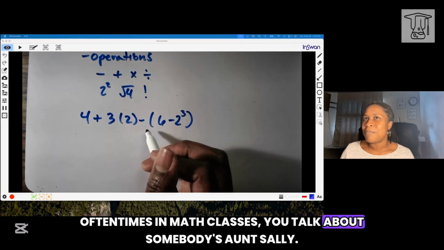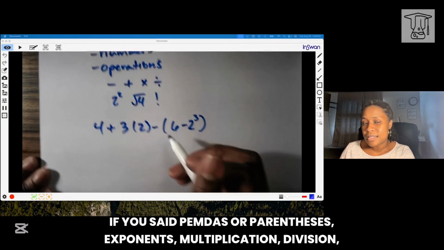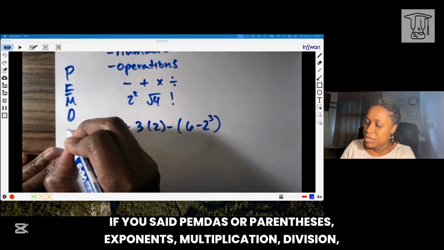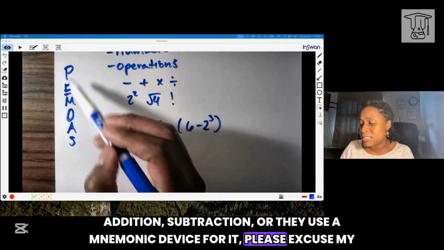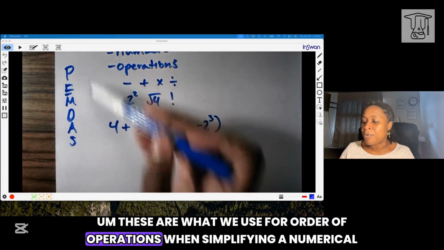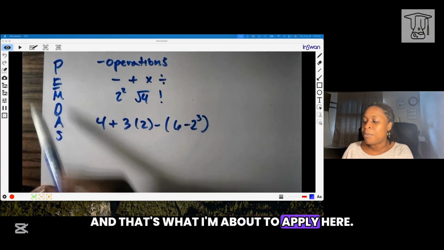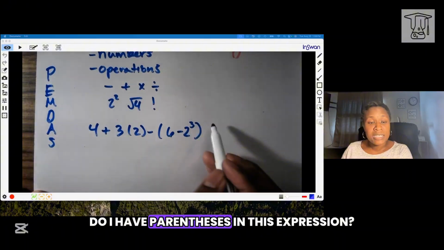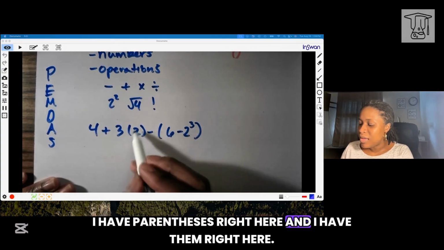Oftentimes in math classes, you talk about somebody's Aunt Sally, things like that. If you said PEMDAS, or parentheses, exponents, multiplication, division, addition, subtraction, or they use a mnemonic device for it. Please excuse my dear Aunt Sally. These are what we use for order of operations when simplifying a numerical expression. And that's what I'm about to apply here. The P stands for parentheses. Do I have parentheses in this expression? Yeah, I do. I have parentheses right here, and I have them right here.